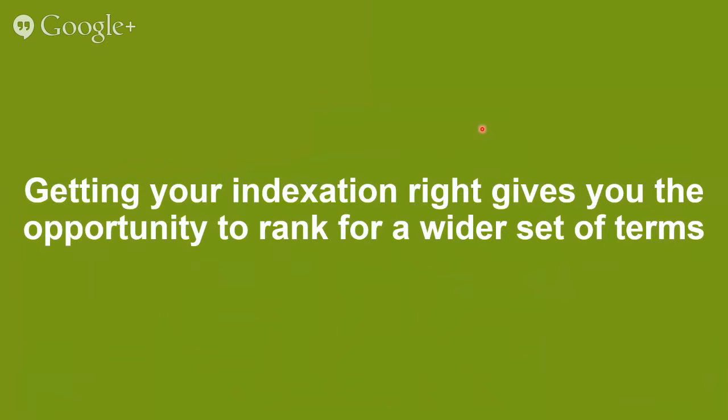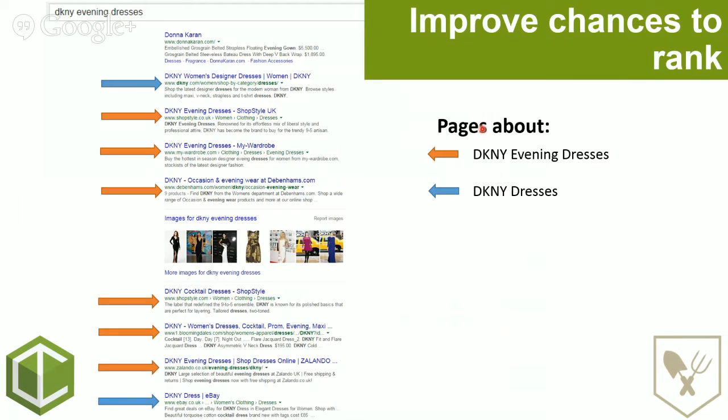So yeah, getting your indexation right, fixing these issues, can really give you the opportunity to rank for a wider set of terms. If we look at one example, the DKNY evening dresses, every single page that ranks for this term is about specifically DKNY evening dresses, or at the very least DKNY dresses. It doesn't matter how authoritative your website is. If you've only got a page which is about dresses or evening dresses, you're never going to rank for this term, and so you're missing out on a lot of traffic. And these less authoritative websites can outrank you, which is the case here.